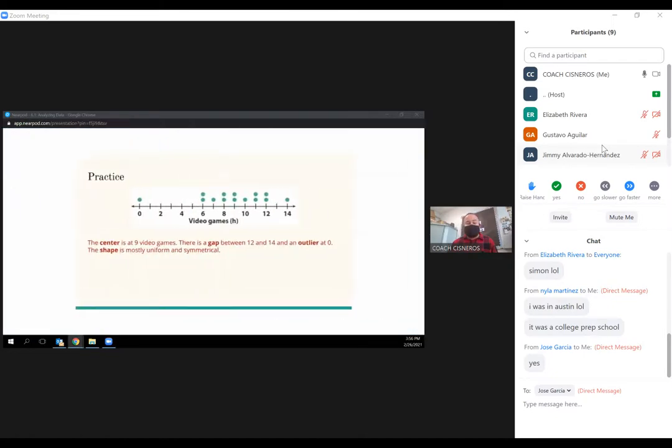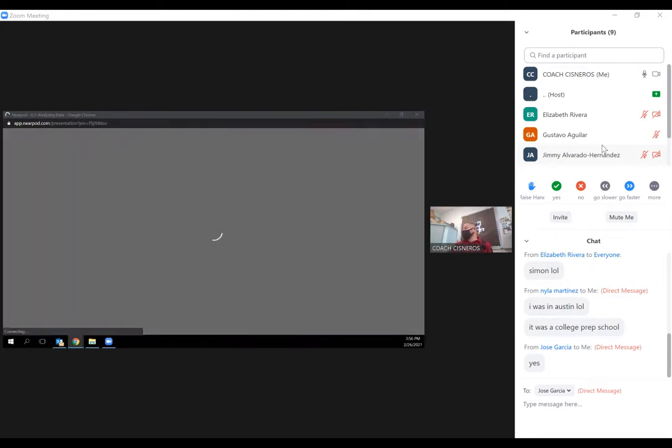Here's what I want you to do as your exit. Oh, I put the answer up there. Center is at 9. There's a gap between 12 and 14. Outlier is 0. Shape is mostly uniform. You don't really have to say symmetrical. Okay. Here's your exit ticket.